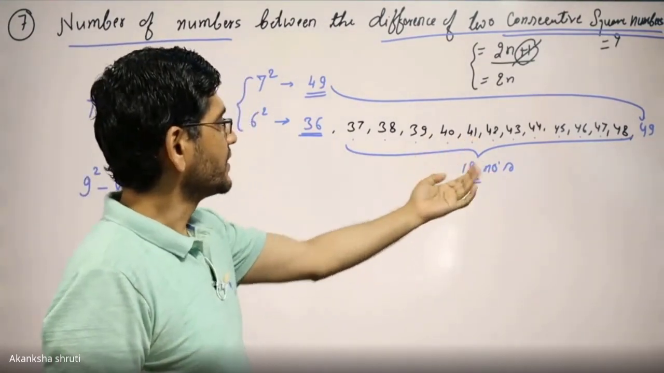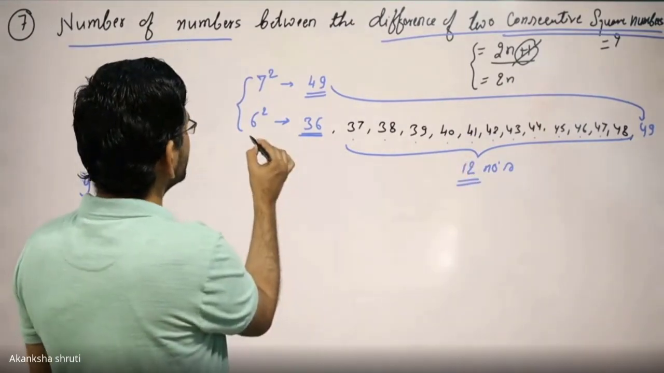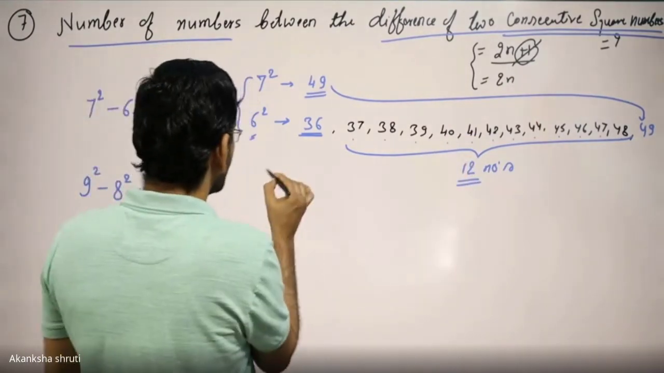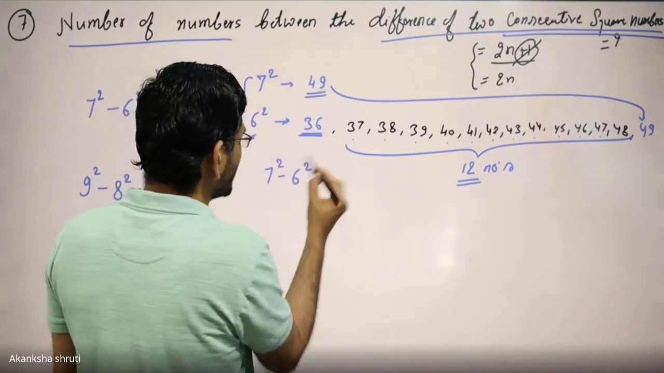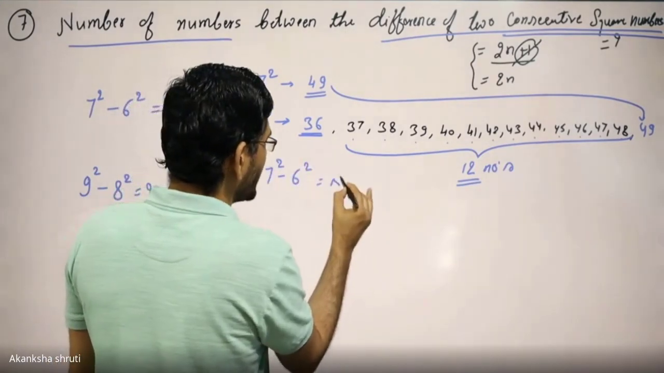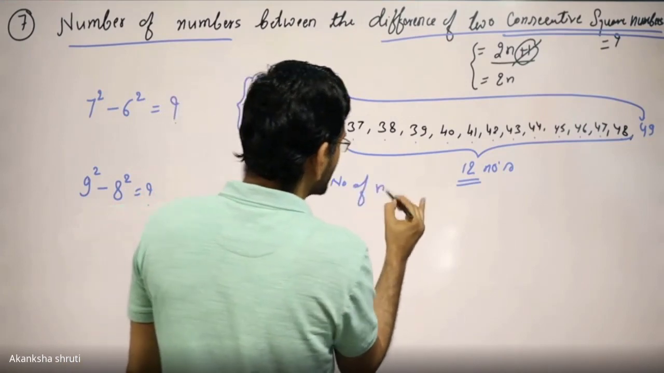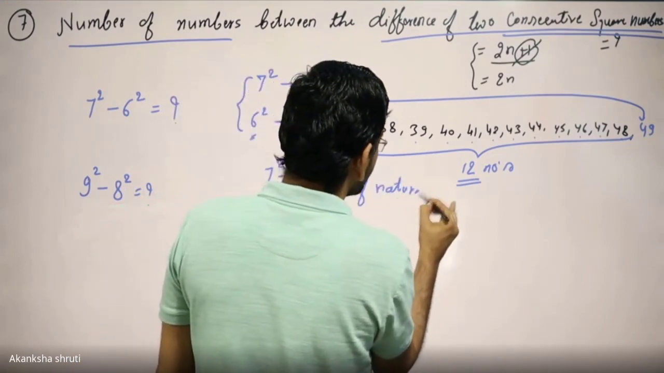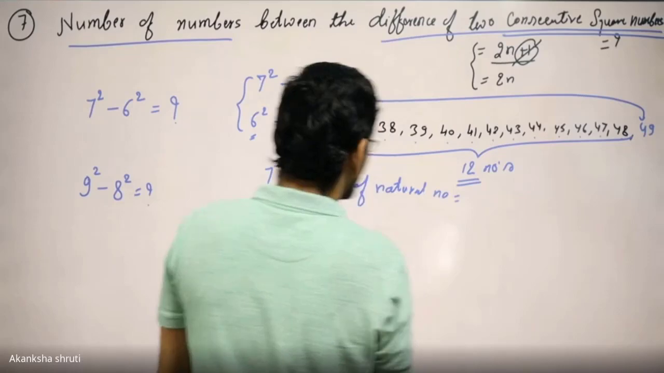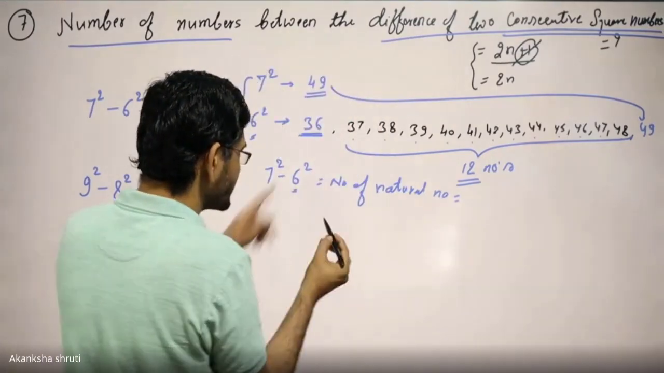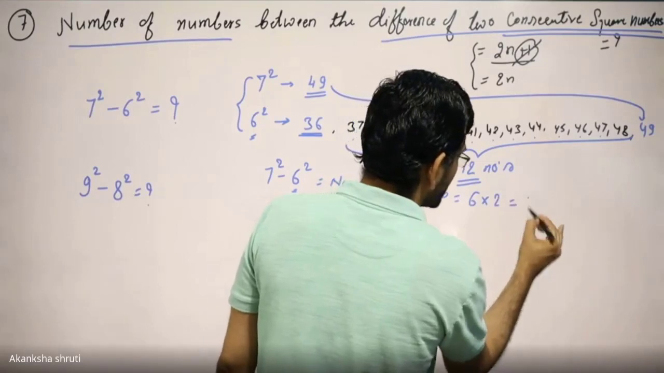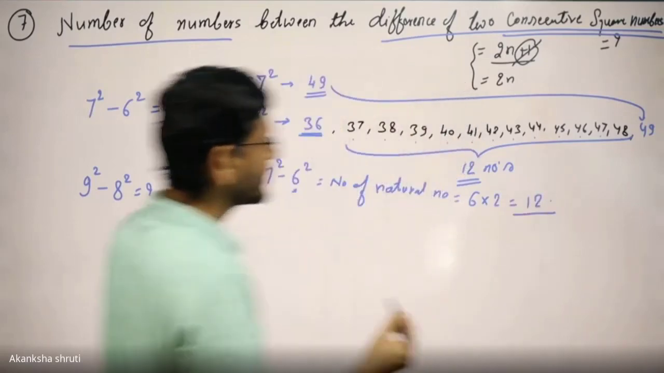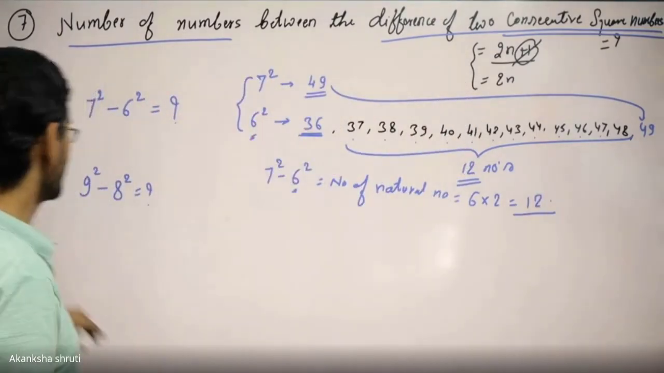Students, how many numbers there are between these can be understood just by observing this 6. What is this? It is our 7 square minus 6 square. The number of natural numbers is equal to the smaller number multiplied by 2. You will get this 12, as I had explained here.